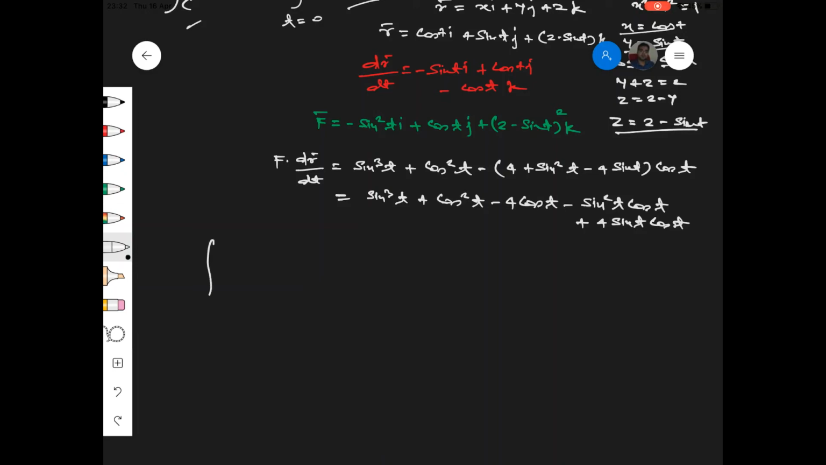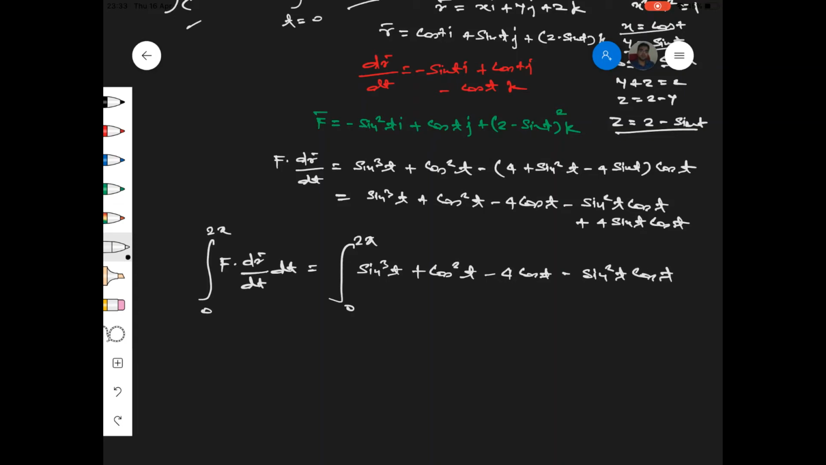So we are going to have this value: integral f dot dr by dt, 0 to 2 pi, is equal to integral 0 to 2 pi of sine cube t plus cos square t minus 4 cos t minus sine square t cos t plus 4 sin t cos t dt.